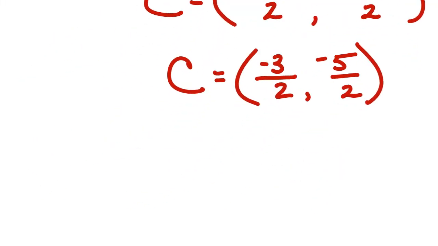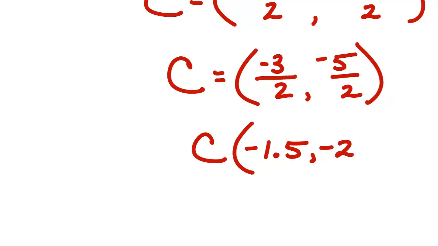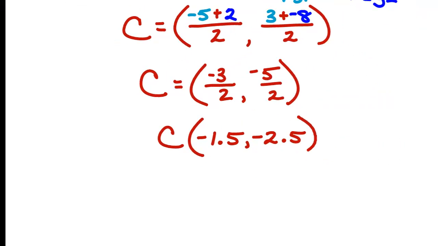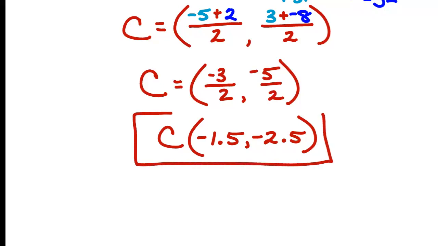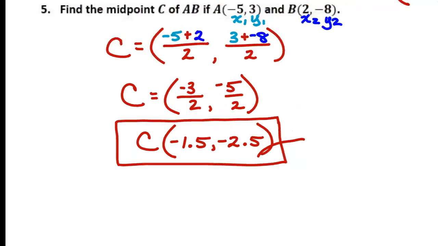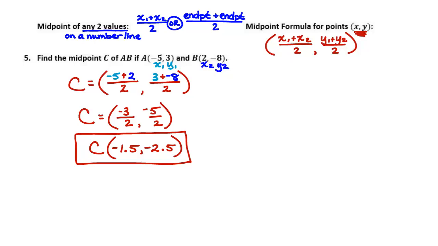So what would this ordered pair be in decimal form? For the y part, it'd be -2.5. What about for the x part? What is -3 divided by 2? -1.5. So -1.5, -2.5 would be my ordered pair here. Very nicely done. All right.